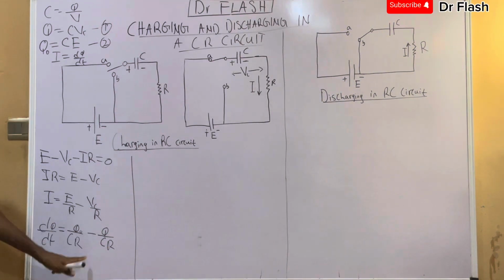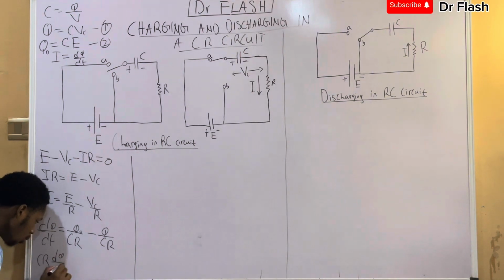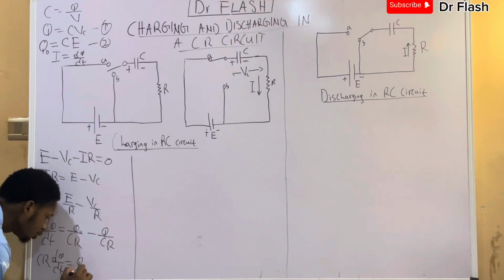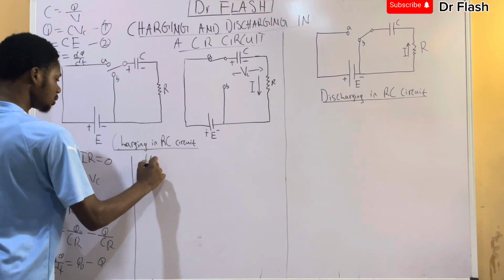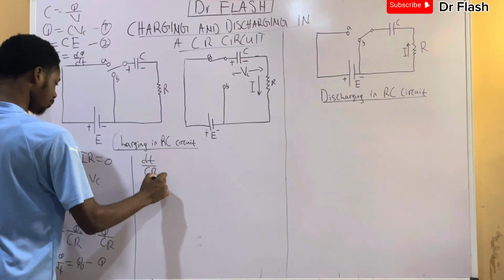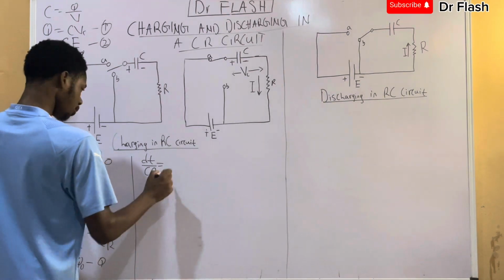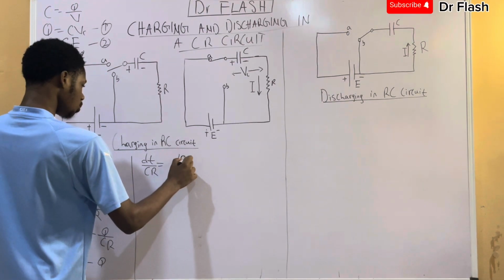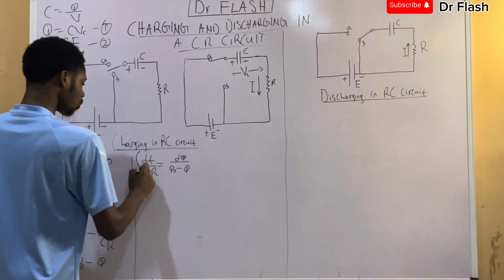So we're going to multiply both sides by CR. So we're going to have CR times dQ over dt equals Q naught minus Q. Okay. Now from here, I want to integrate. So I have to take dq to this side and bring this onto this side. If I take dt to this side over CR, I'm going to have dt over CR is equal to dq divided by Q naught minus Q. The next thing I want to do is integrate.